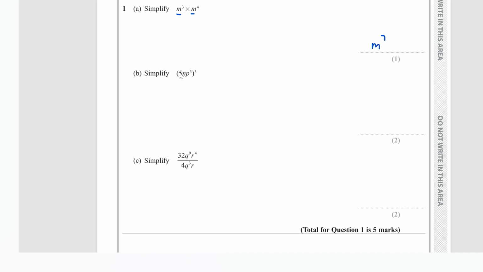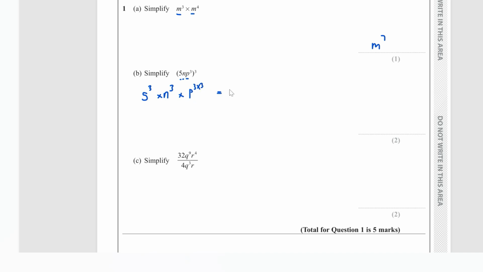For part B, we've got 5np^3 raised to the power of 3. Now for this question, we will need to raise everything within this bracket to the power of 3. So if we break that down, that will be 5 to the power of 3 multiplied by n to the power of 3 multiplied by p to the power of 3, and we need to raise this to the power of 3. And if you remember from our rules, we saw that when you raise a power, we multiply. So this will be 3 times 3.